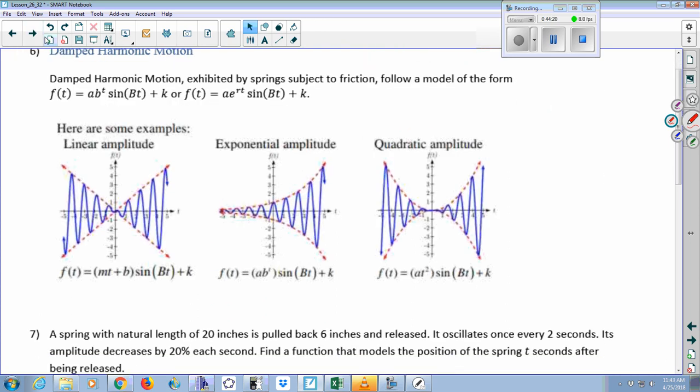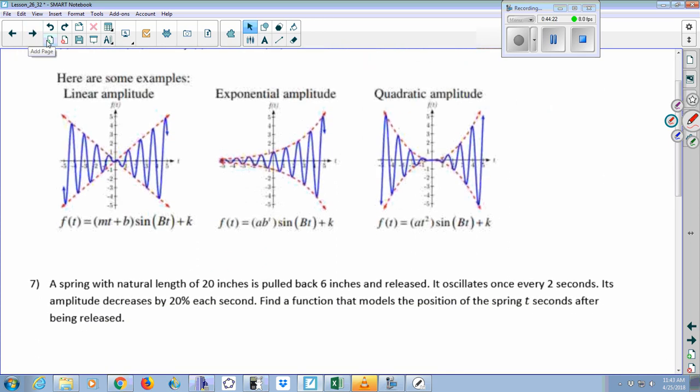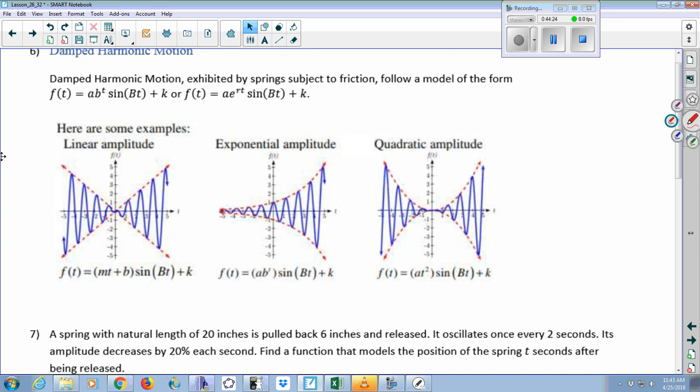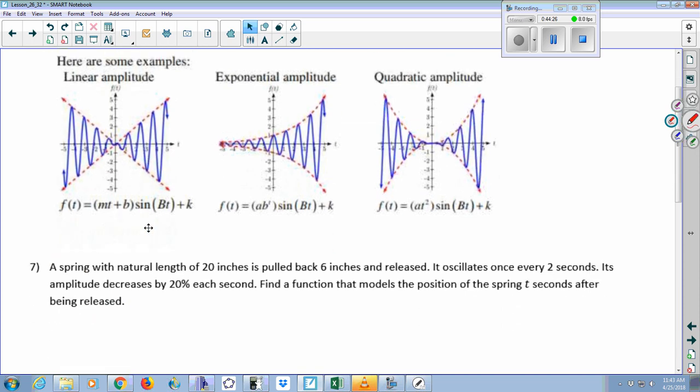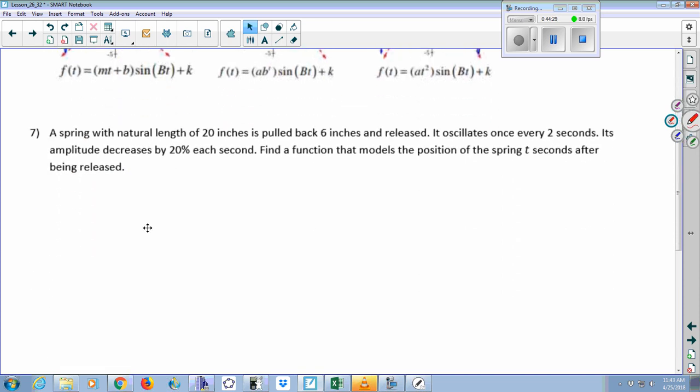All right, so let's see. Do I have anything else for you? One more spring problem, and it's almost time to go. Here are the different amplitudes you can get. I'll just set this one up for you, and then I'll give you some time to work on the activities.